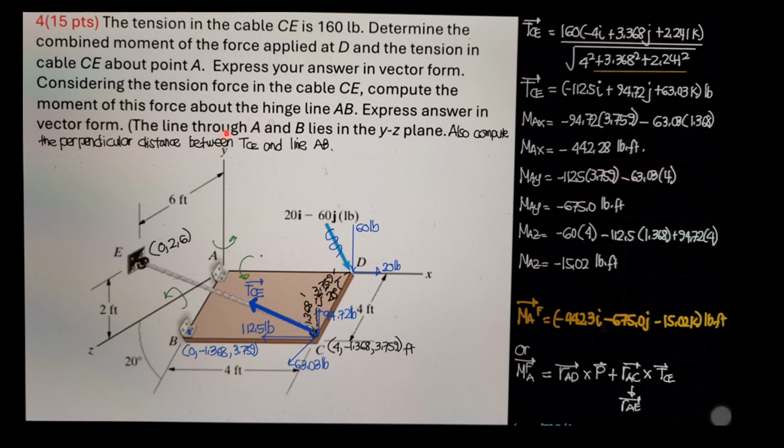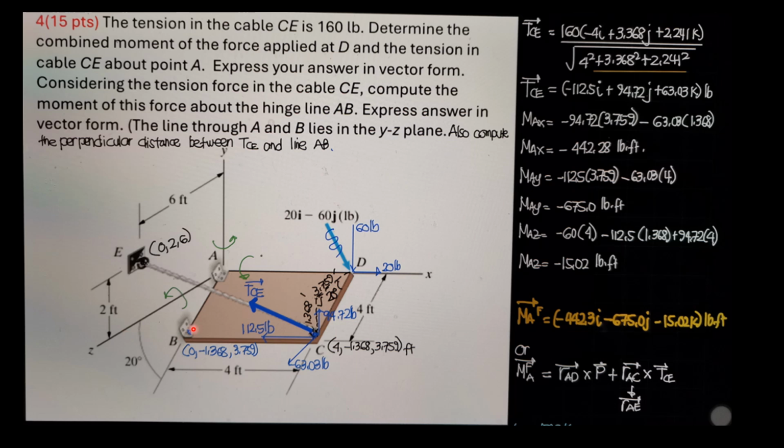If you position yourself in the top view, then that would be clockwise about point A. Look at the top view, you can see A as a point, AY is a point. So clockwise, and clockwise by right hand rule, clockwise direction would be negative. So again, negative 112.5 times 3.769, and negative 63.03 times 4. So the combined value is negative 675.0 pound-foot.